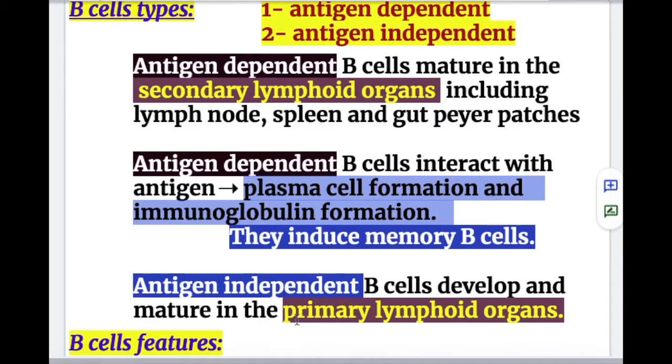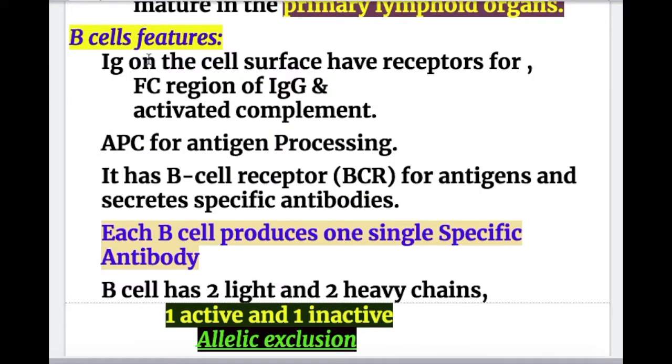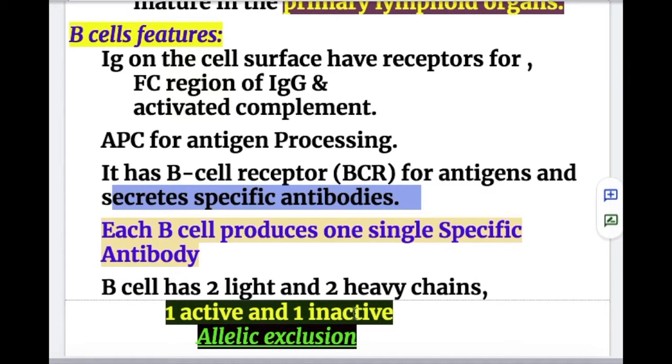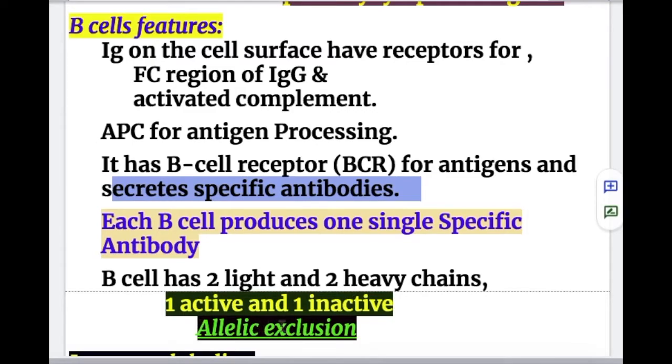The B cell features immunoglobulins on the cell surface, and has receptors for the Fc region of immunoglobulin G, IgG, and activated complement. They have APC function for antigen processing. It has the B cell receptor, BCR, for antigen and secretes specific antibodies. Each B cell makes one single specific antibody. The B cell has two light and two heavy chains, one active and one inactive chain. This is known as allelic exclusion.